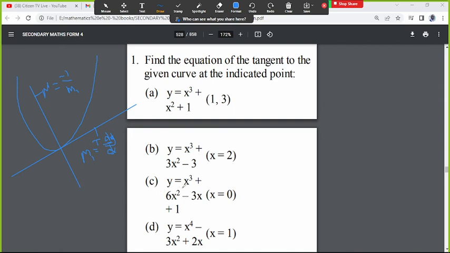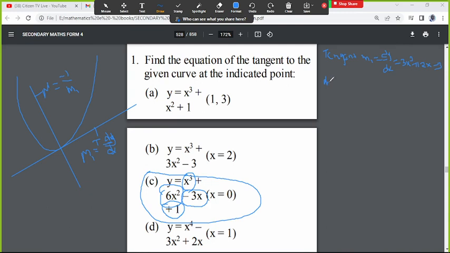Now, let's analyze the equation like we have part C. Let's find the gradient. Let's start with the tangent. Gradient of the tangent, m1. M1 is dy dx. Let's differentiate. X cubed becomes 3x squared. Plus 6x squared, differentiating becomes plus 12x. Minus 3x, differentiating becomes minus 3. And then differentiating a constant becomes 0.